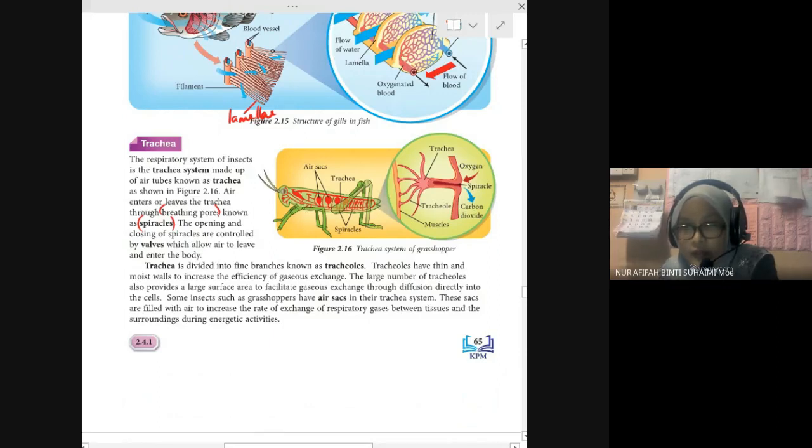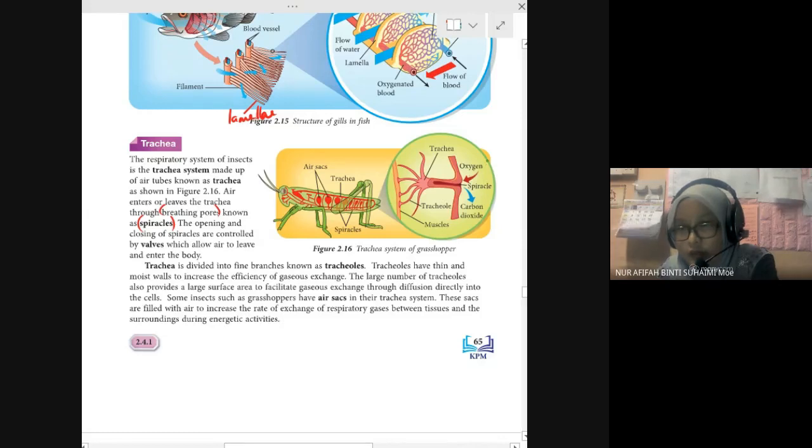Around the grasshopper body, there are many openings, not only two like our nostrils, no. The opening and closing of the spiracles are controlled by valves, which allow air to leave and enter the body. So the grasshopper has spiracles, or breathing pores, that allow the exchange of gases, allowing oxygen to enter and carbon dioxide to move out.